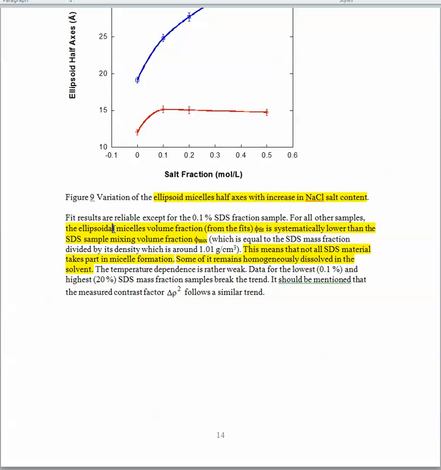So something interesting is the ellipsoidal volume fraction that we get from the fit, this phi fit, is systematically lower than the STS samples mixing fraction that we have from mixing the samples. What does it mean? This means that not all STS material takes part in micelle formation. Some of it remains homogeneously dissolved in the solvent.